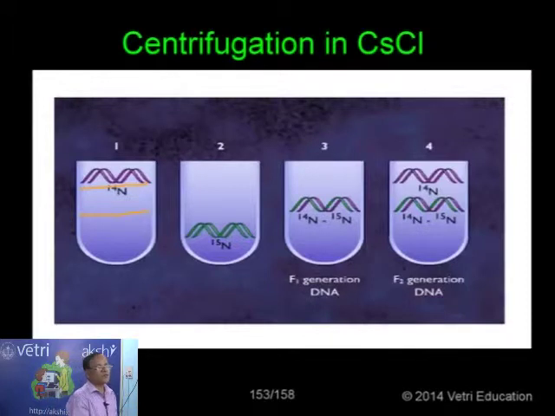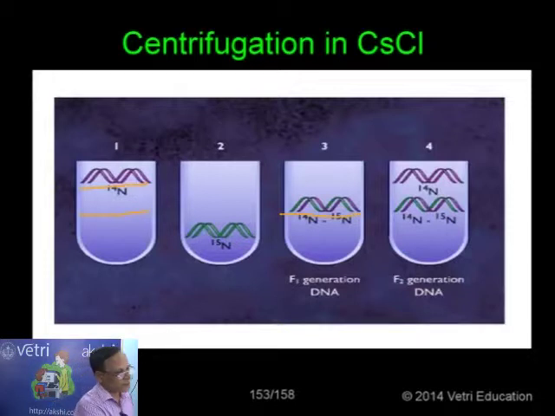Now this is N15, having more density, at the bottom of what is called the cesium chloride centrifugation. Now this is a hybrid one, of intermediate density. So low density, high density, and the intermediate density. After the first generation we receive only the hybrid, so we are receiving the one with intermediate density in the middle layer.